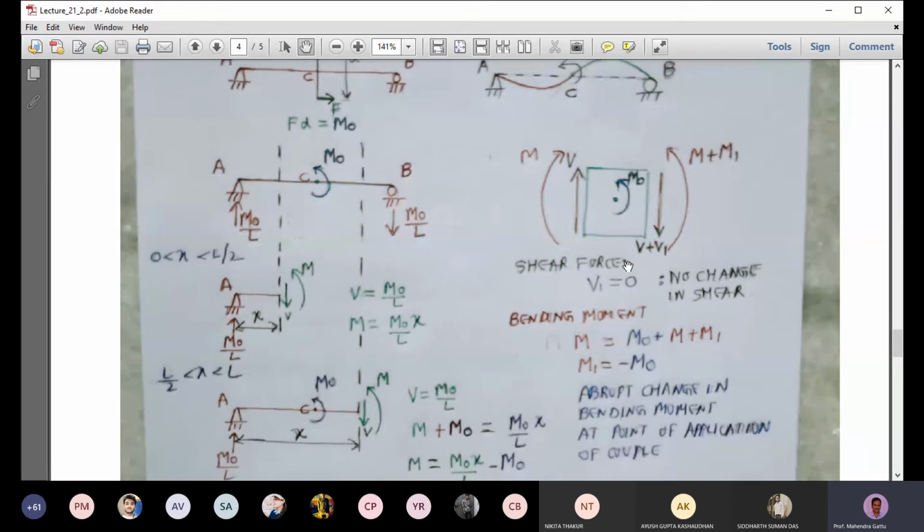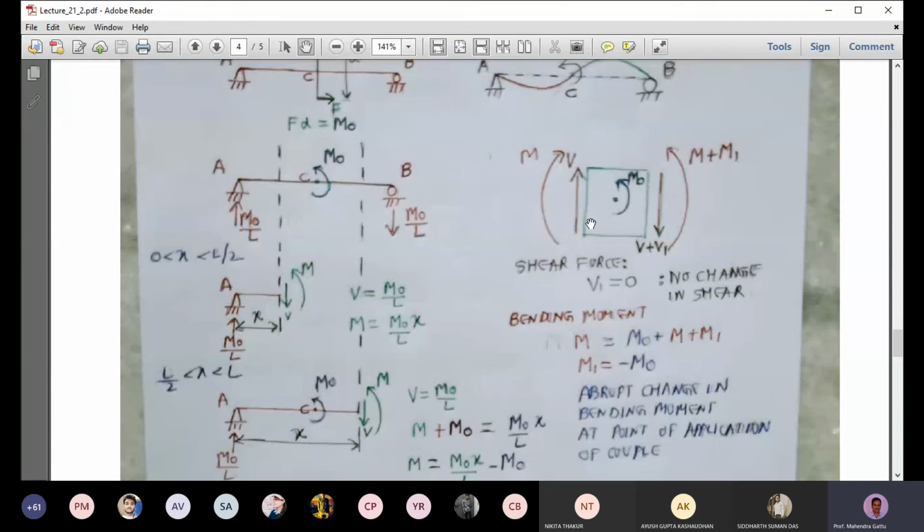Let's see what is the change in shear force and what is the change in bending moment. If you do the force balance, V is equal to V plus V1, that means V1 should be 0. So due to the couple, there is no change in shear force, and that is what we have in the example also. There is no change in shear force due to the application of the couple. And then we can look at the bending moment. What is the change in bending moment?